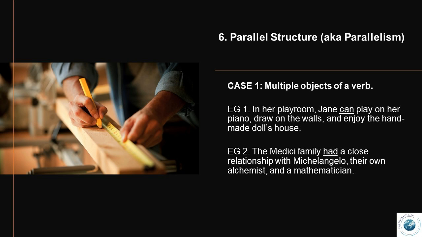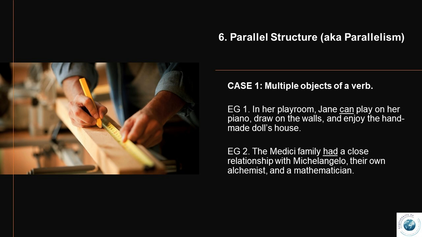Let's look at another sentence. Example 2. The Medici family had a close relationship with Michelangelo, their own alchemist, and a mathematician. In this sentence, had a close relationship with is implicitly continued through to the second and third objects, i.e., their own alchemist and a mathematician. So the full implicit meaning is: the Medici family had a close relationship with Michelangelo, had a close relationship with their own alchemist, and had a close relationship with a mathematician. So as you can see, parallel structure allows for much more sophisticated and concise sentences.